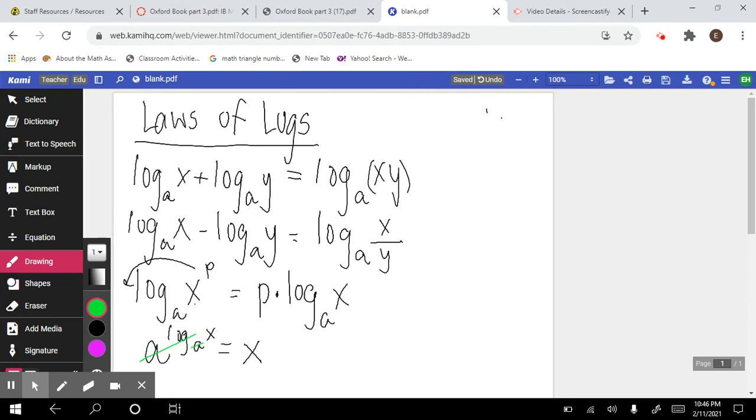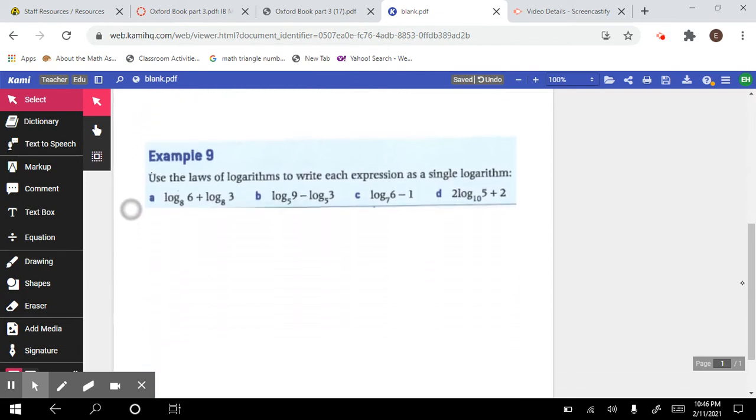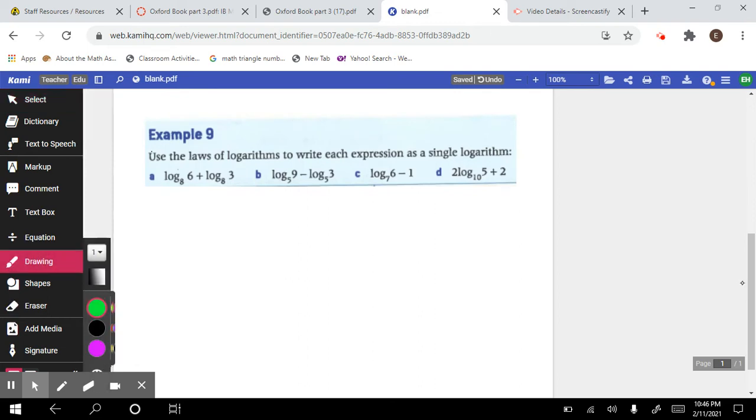Okay, so let's take a look at an example using our rules. So first one, I see an addition sign, so that gives me the green light to multiply their parts. And I'm looking at the base to double check to make sure they're the same base. On this A part, it is both 8s, so I'm going to write log base 8 of 6 times 3, which is log base 8 of 18. And then I'm done. Those two logs have been combined into one single expression.